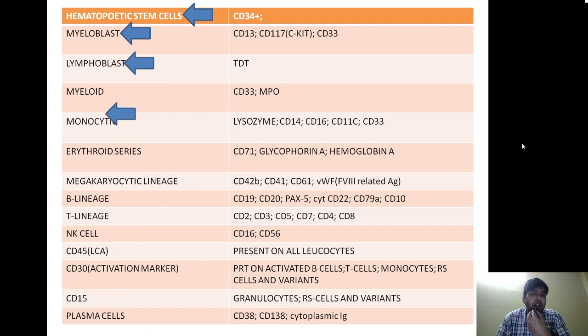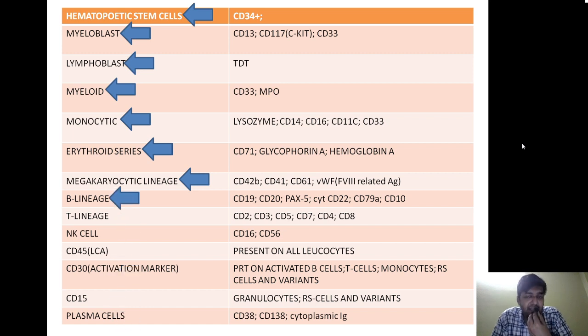Okay, myeloid series are positive for CD33 and MPO. So any myeloid cell, whether it be neutrophils, eosinophils, basophils or monocytes, all of them will be positive for CD33 and MPO, myeloperoxidase. Okay, monocytic series are positive for lysozyme, CD14, CD16, CD11c, CD33. Erythroid series is positive for CD71, glycophorin A, hemoglobin A. Megakaryocytic lineage is positive for CD42b, CD41, CD61, von Willebrand factor, that is factor 8 related antigen.